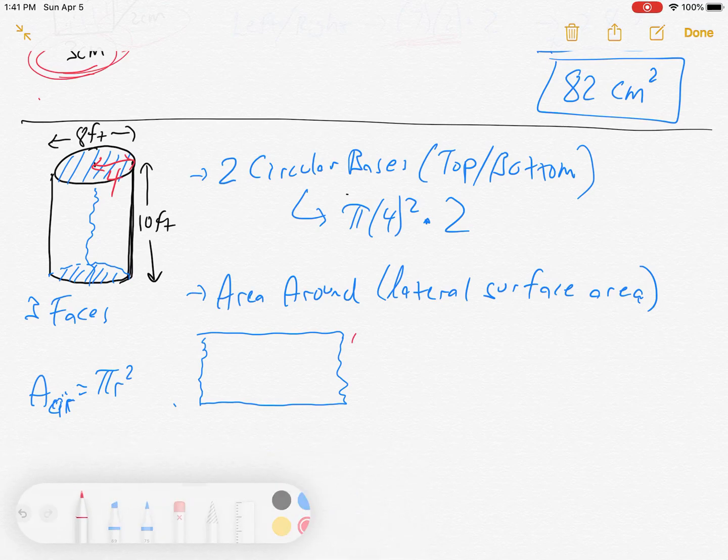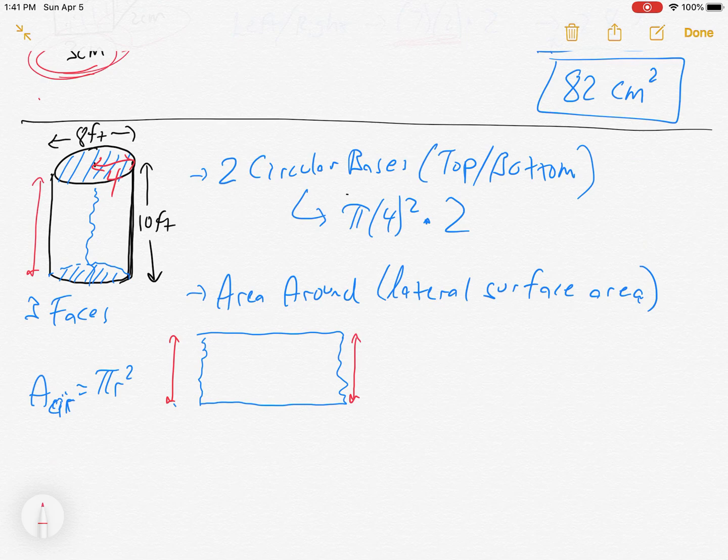So let's think about that rectangle. What is the height? I just gave it away. It's the height. What is this dimension? It is the height of the cylinder. So to get the area of a rectangle, all we need is the two dimensions. We got one. That wasn't so bad.